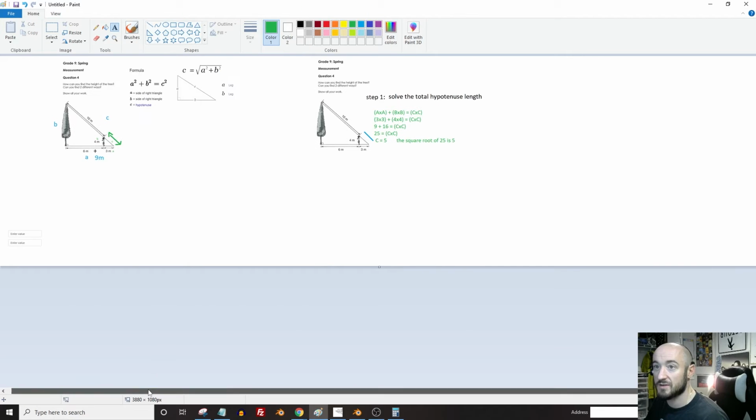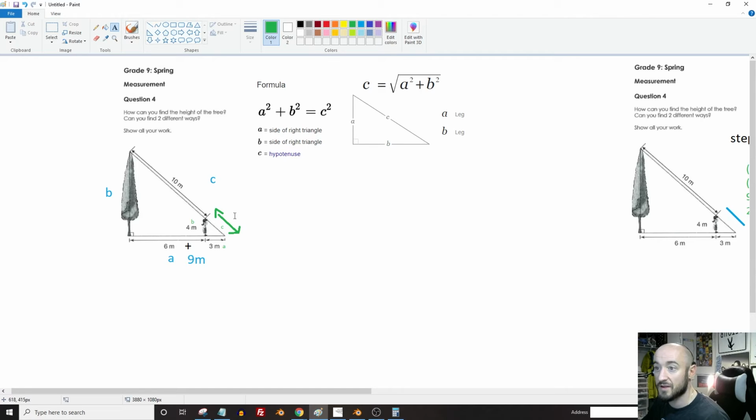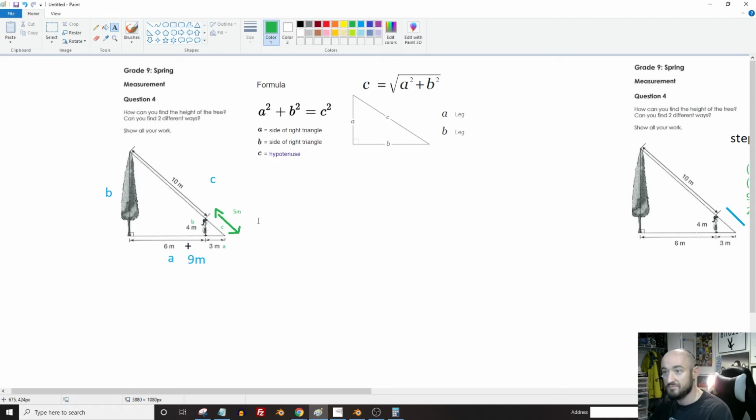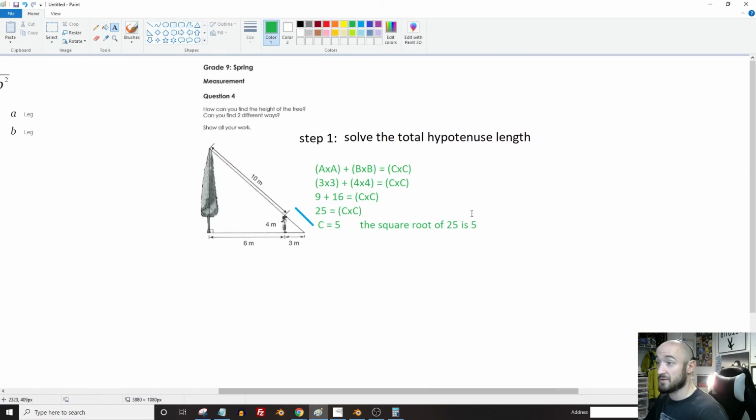So we can go back over to our original thing here. And we now know that this distance here is 5 meters for C. 5 meters. So now we can complete our second step. So for the total, if C here is equal to 5, then we have 10 meters in this, and then this distance is equal to 5.